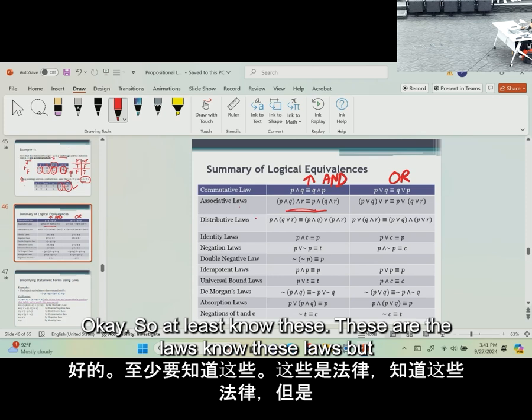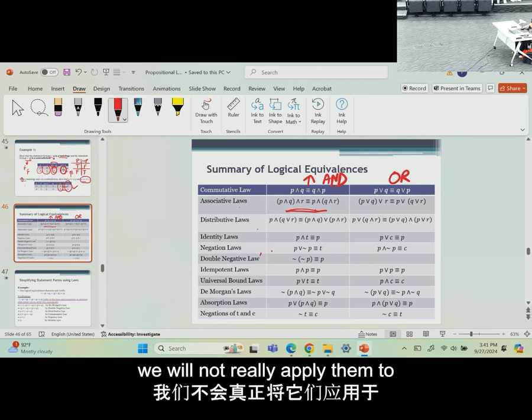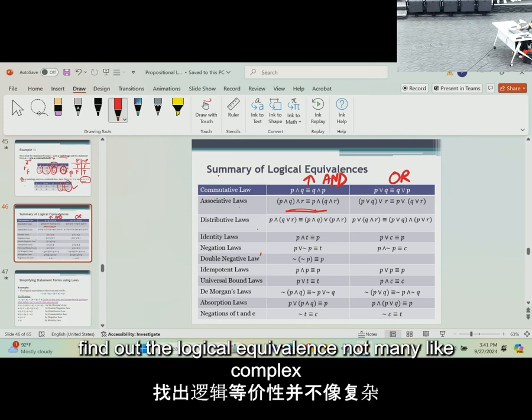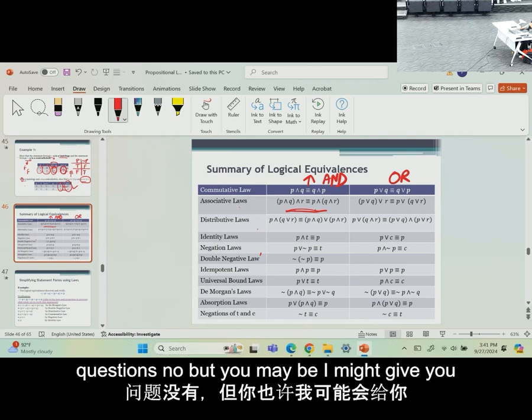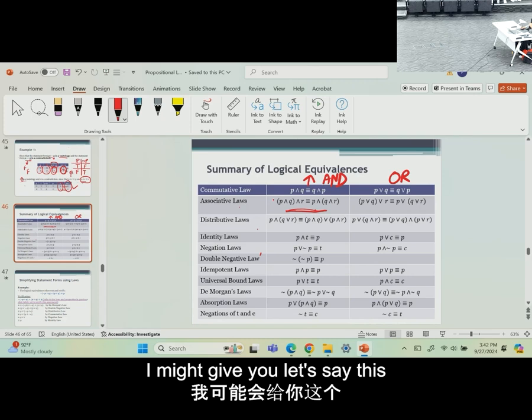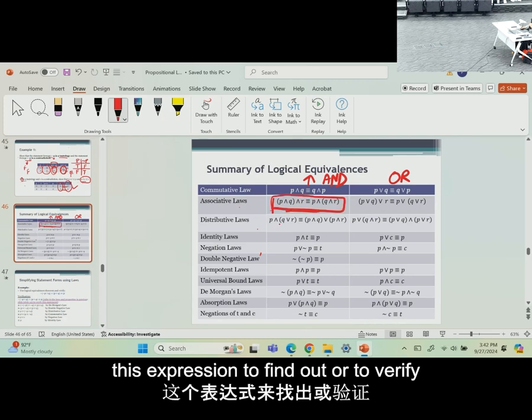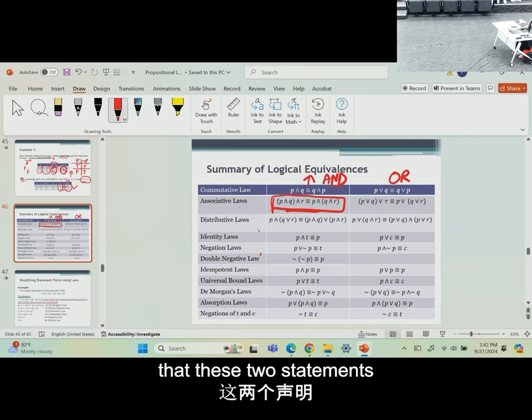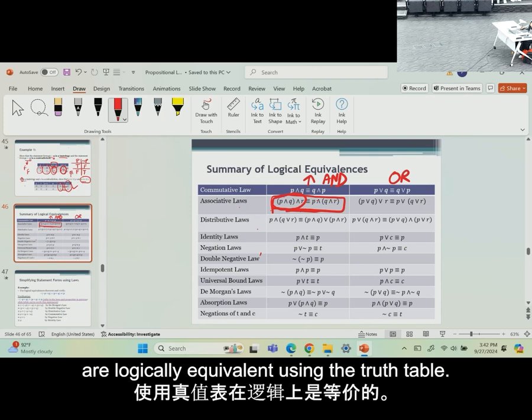These are the laws, know these laws, but we will not really apply them to find out the logical equivalence. Not many like complex questions, no. But if this lecture is included in your test or exam, I might give you this expression to verify that these two statements are logically equivalent using the truth table.